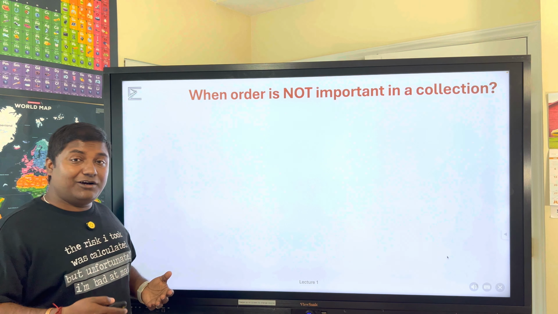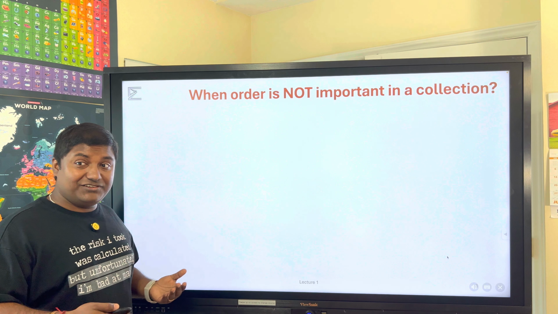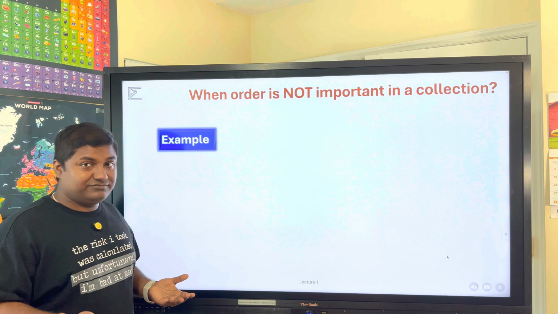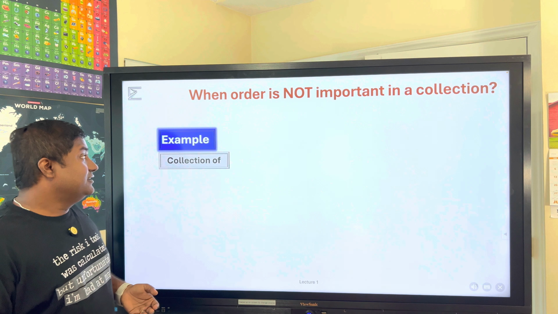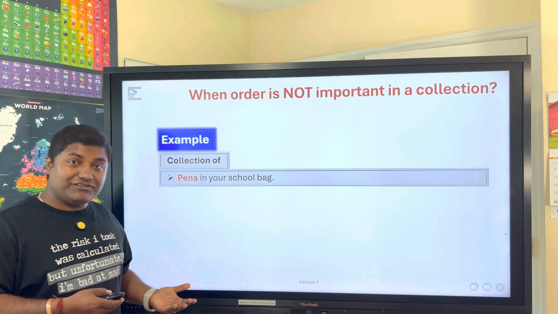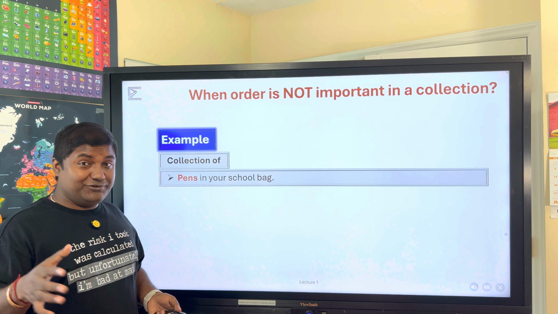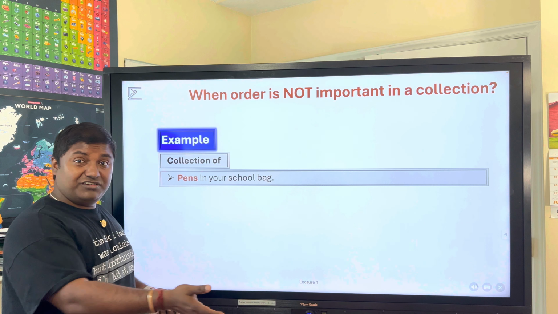That means it doesn't matter how you build the collection by gathering its elements, it doesn't affect the collection at all. So let us start with the example of a collection of pens in your school bag. We just discussed, no one goes to school with just one pen, right? You may run out of ink. So you just grab a lot of pens and put them in your school bag.